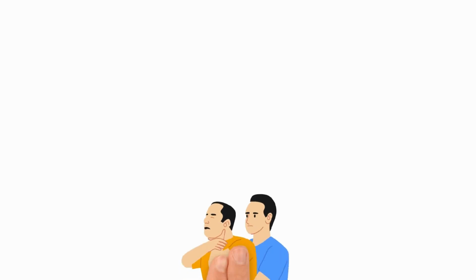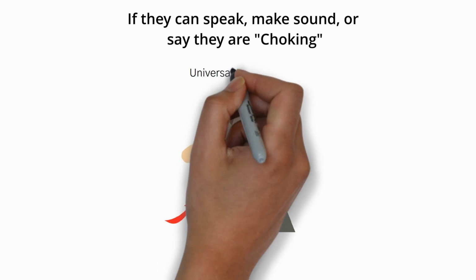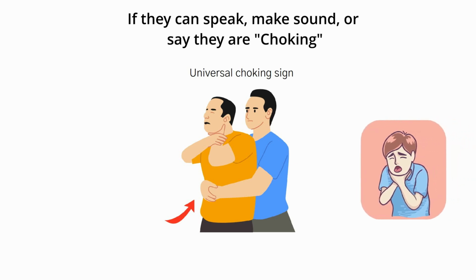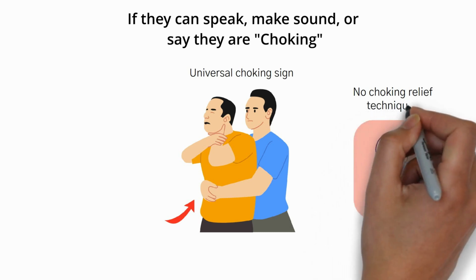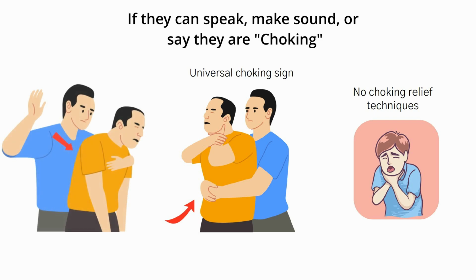Now let's cover what to do if a patient says they're choking or is presenting with the universal choking sign. If a patient presents with the universal choking sign but is talking, or in general is just saying they're choking, you should encourage them to try to cough up the object but should not perform any choking relief techniques. This includes avoiding slapping their back. This is because the patient is able to move air, and choking relief techniques will only work if the patient has a complete airway obstruction.